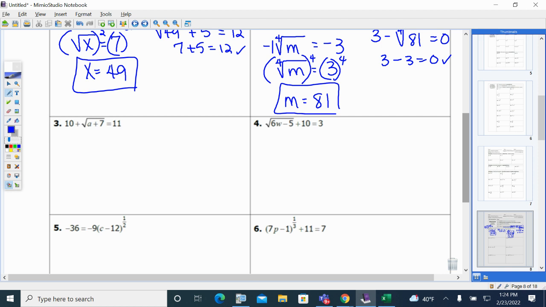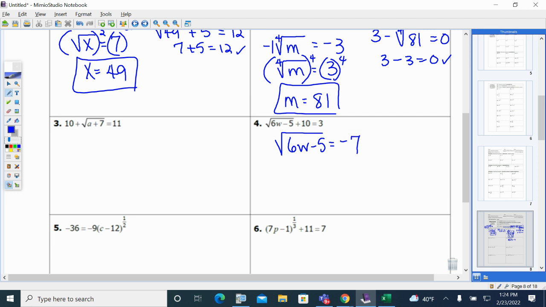Jump down to number 4. I've got the square root of 6w minus 5, plus 10, is equal to 3. Notice that the plus 10 is not under the radical, so I've got to get rid of that. We're going to subtract 10. And I've got the square root of 6w minus 5. 3 minus 10 is negative 7.